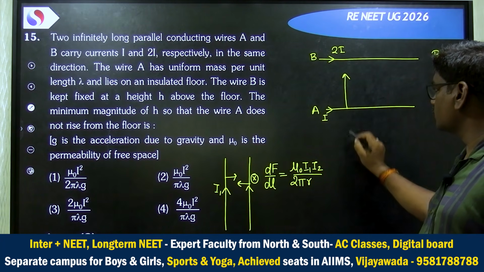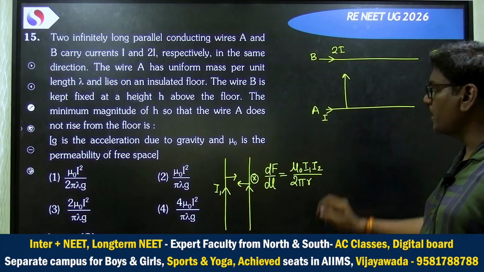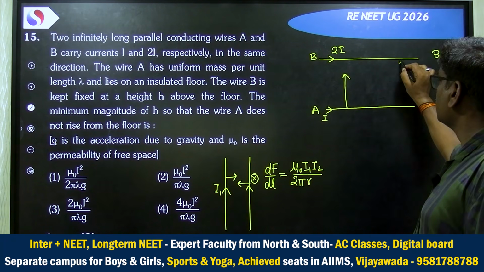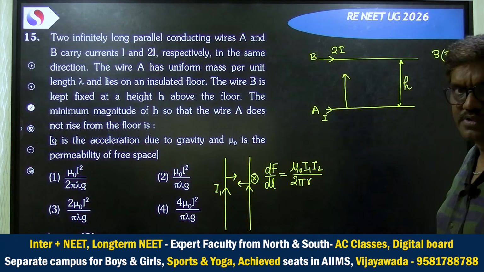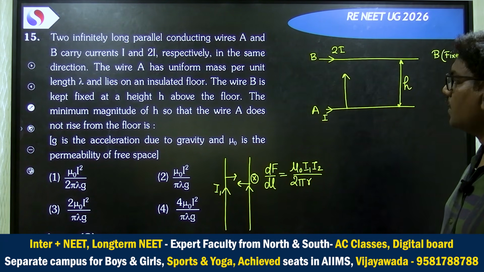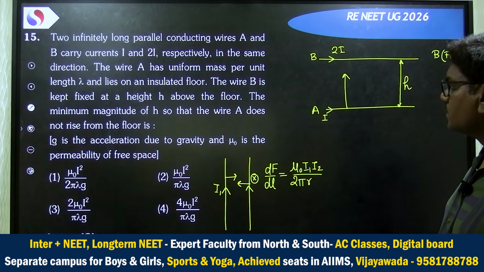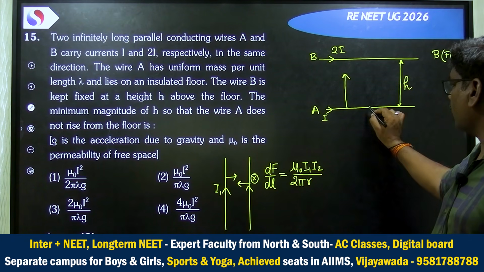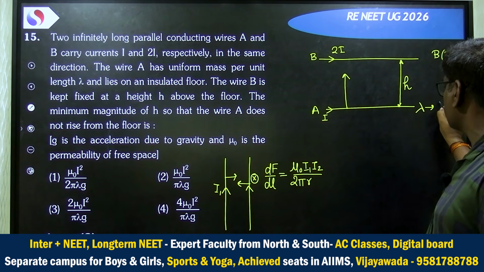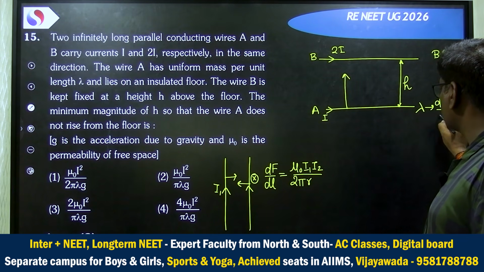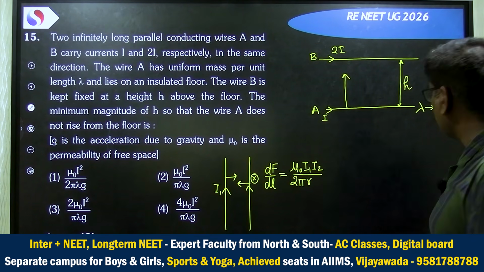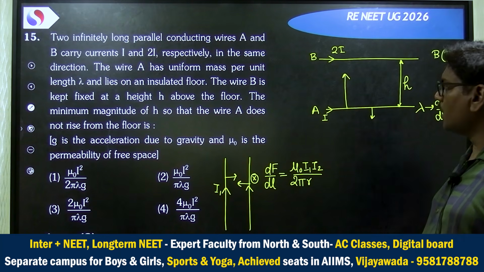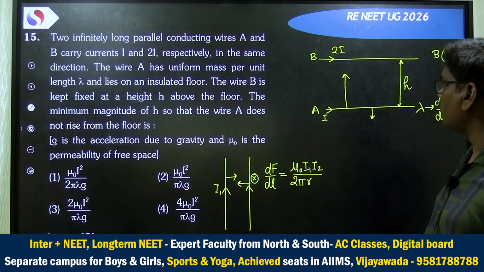So what is the force? Mu naught I1 I2 by 2 pi r. What is r here? This B will be hanging at a height h. Hanging means fixed at a height h. Apart from this, what else is acting on A? The lambda is also given, which is the mass per unit length of this wire. So clearly there will be mg down. They are saying find out the minimum magnitude of h.